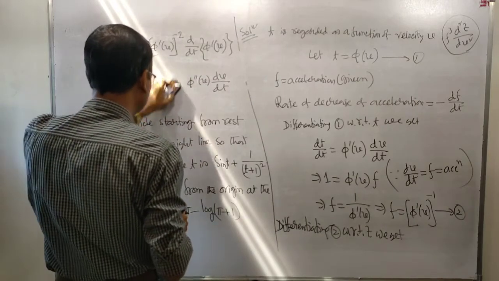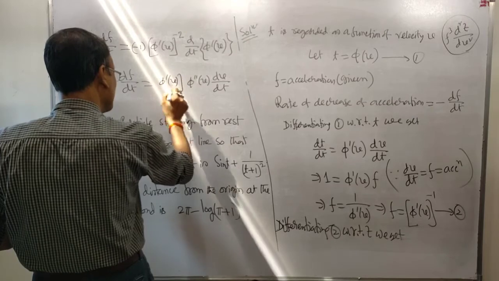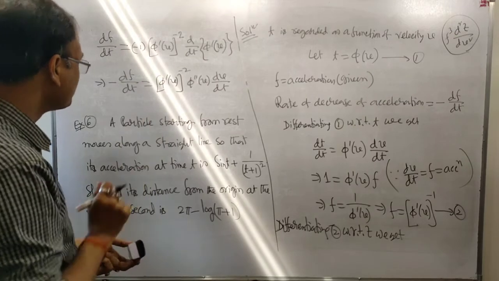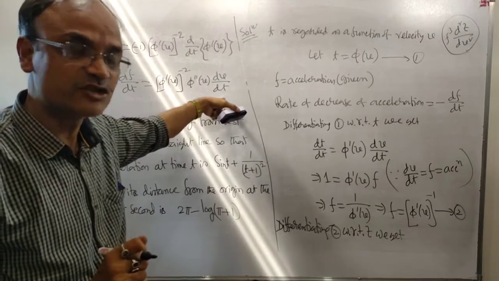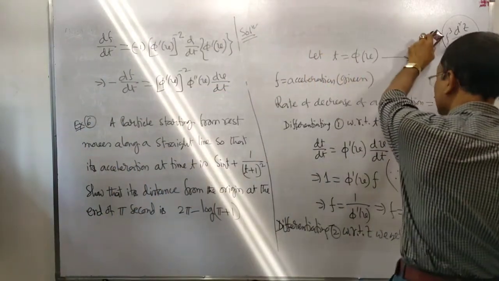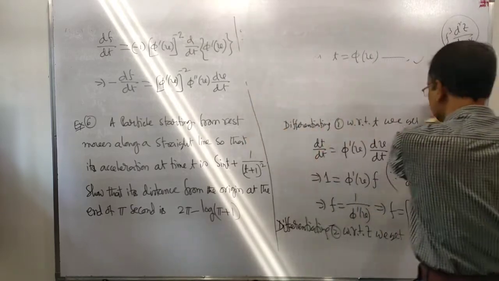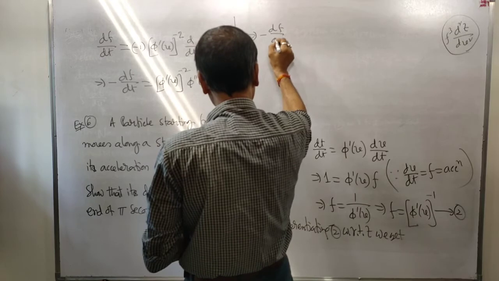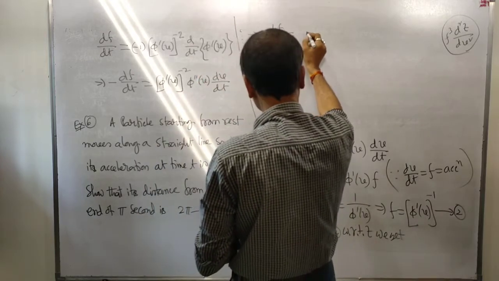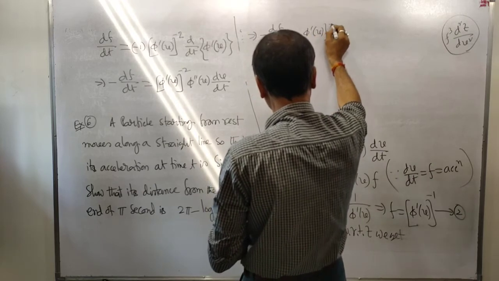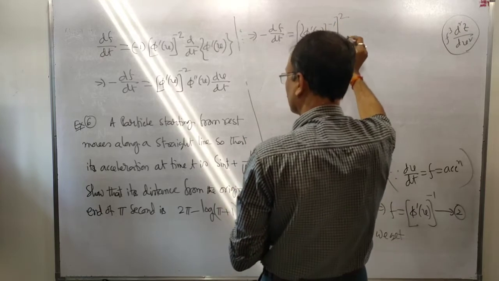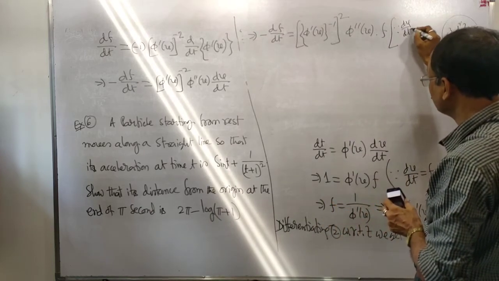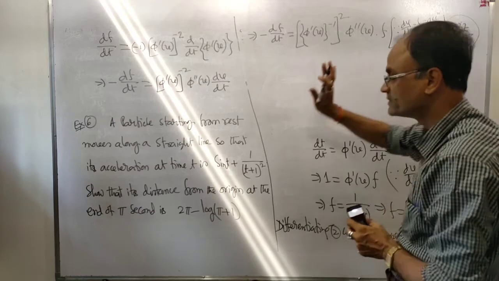Or you may write it like this also: phi dash v whole to the power minus 2. Now, what is dv by dt? It is nothing but acceleration f. dv by dt is equal to acceleration f. This means minus df by dt, the rate of decrease of acceleration, is equal to phi dash v whole to the power minus 1 whole square, phi double dash v, into acceleration, since dv by dt is equal to f, the acceleration. Very simple.